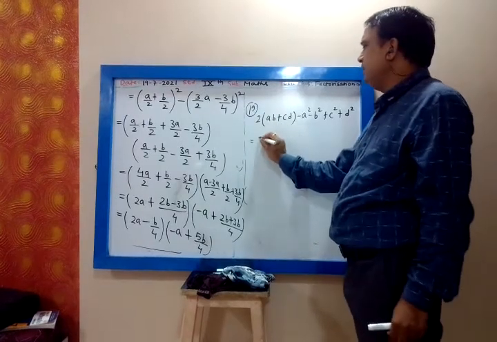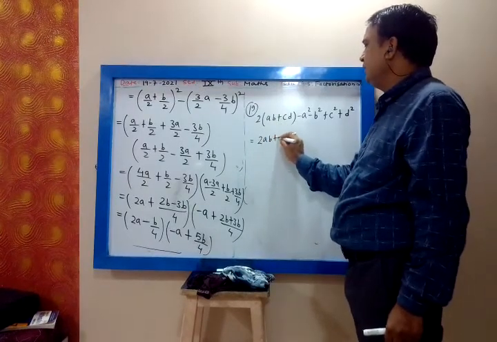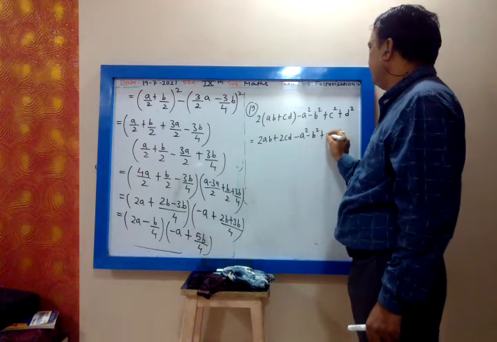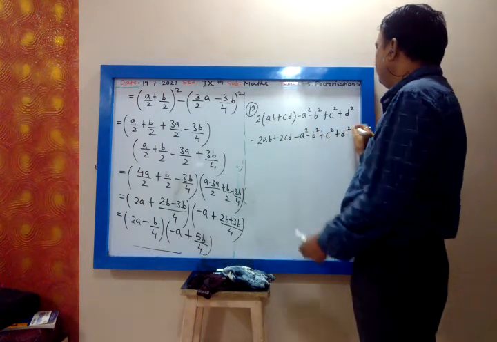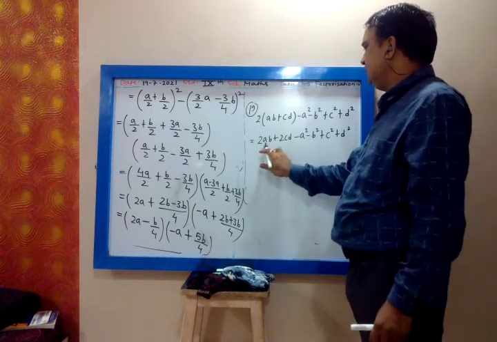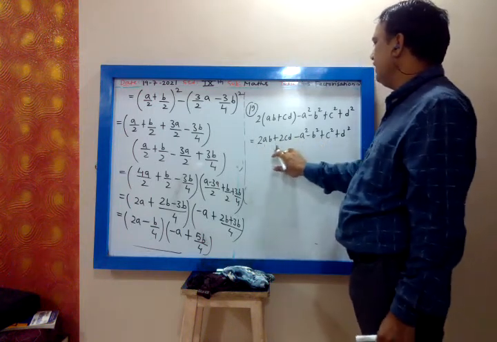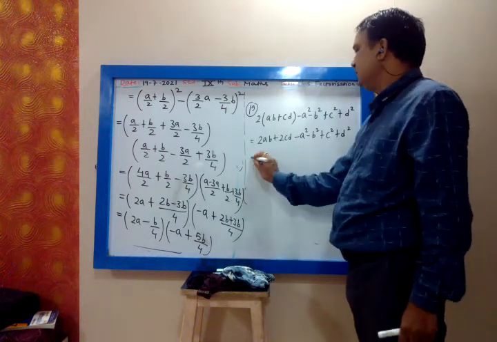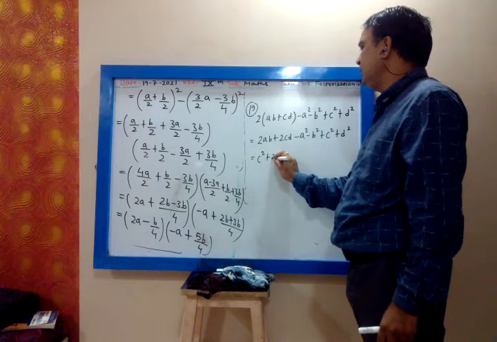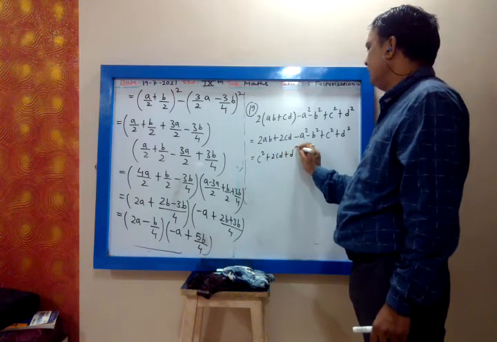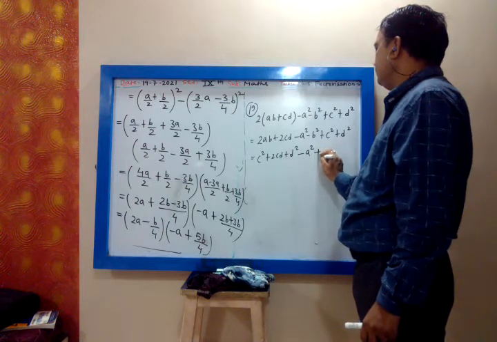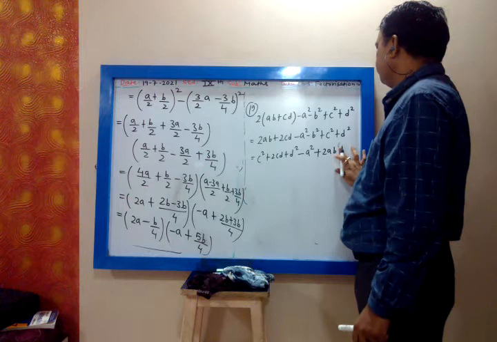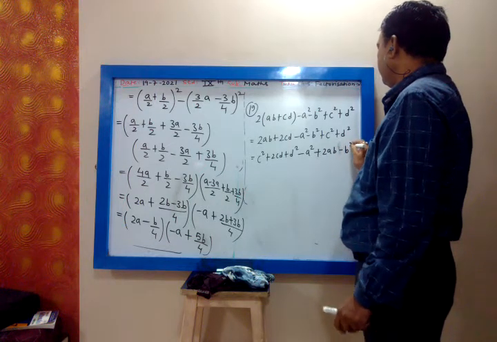Then we open the bracket. This is 2ab plus 2cd minus a square minus b square plus c square plus d square. Now c square and d square I will write. See, a square and b square, in between I will write ab. C square and d square I will write 2cd. So this I will write c square plus 2cd plus d square minus a square plus 2ab plus b square minus b square. Okay?